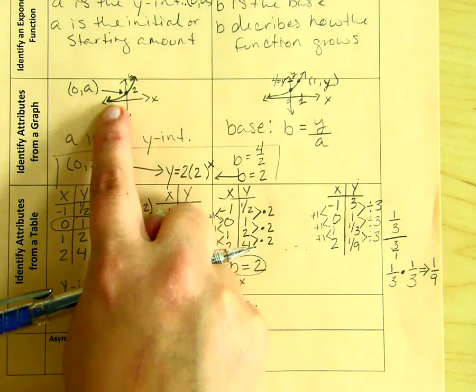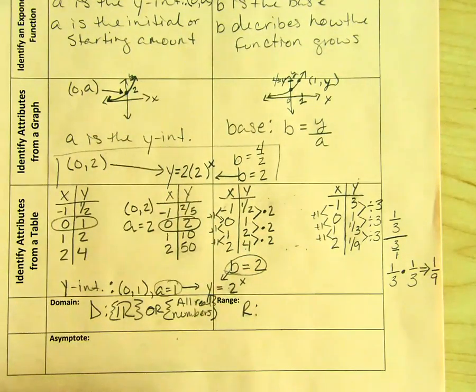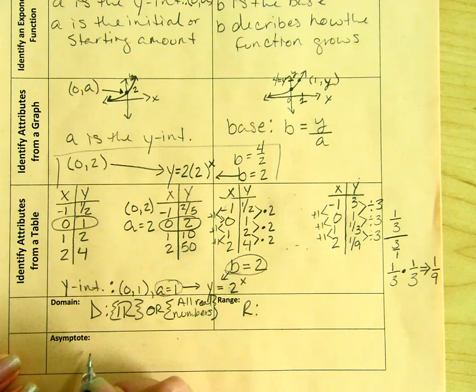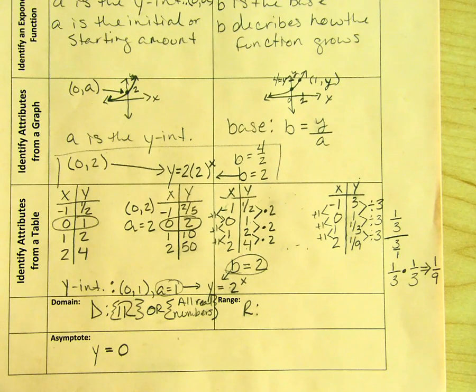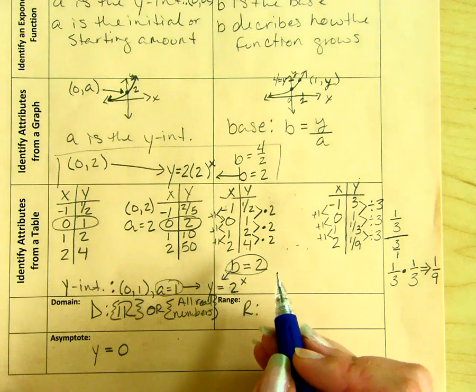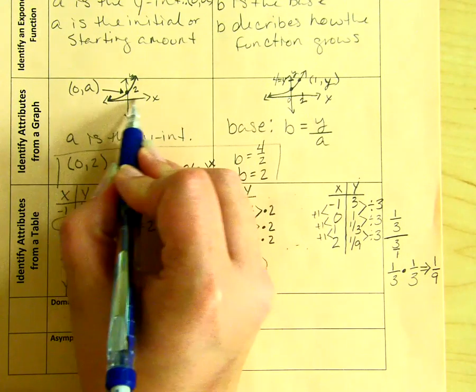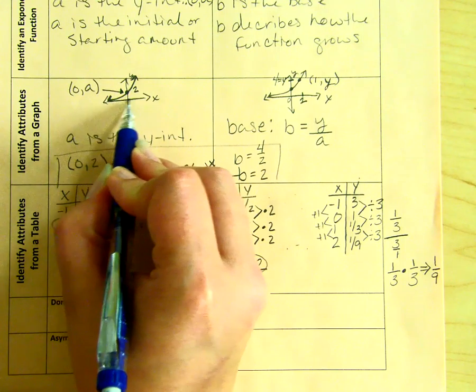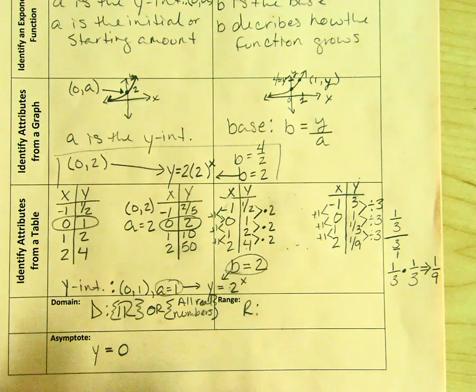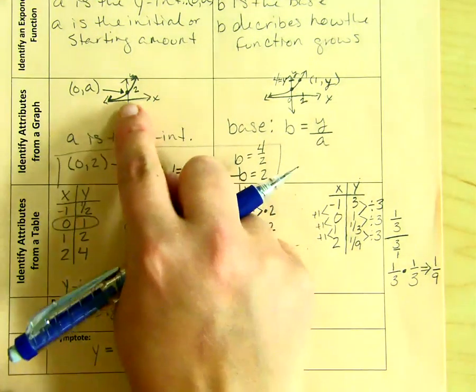The x-axis is an asymptote, so we need to write an equation for that. Well, I know that the equation for the x-axis is y equals 0. That's the equation for the x-axis. Because it's the line where the y value is 0, it crosses the y-axis right here at 0, and is overlaid on top of the x-axis. Okay? So that value is going to determine my range value.